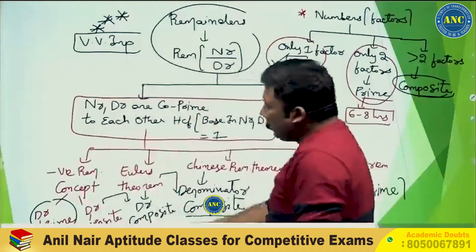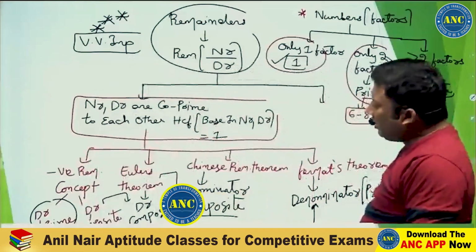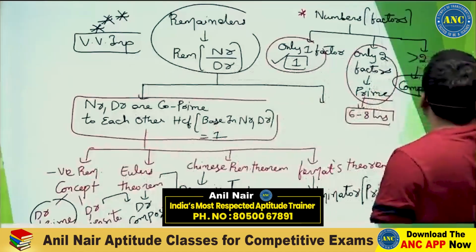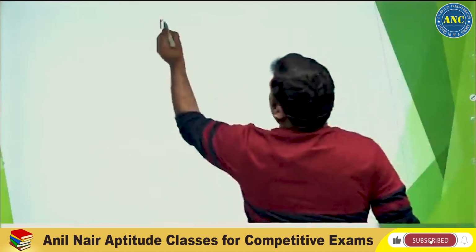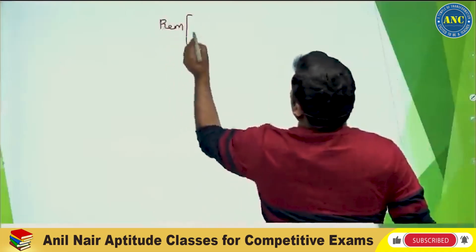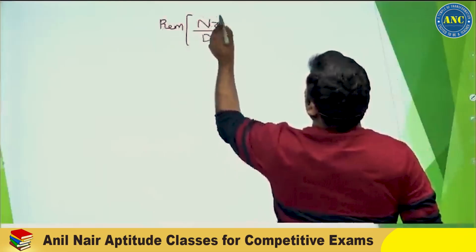What will happen if the denominator is a prime number? What will happen if the denominator is a composite number? Denominator is a composite number. See here, sir. Slowly, concept by concept, not a single doubt, you will get it in the class.